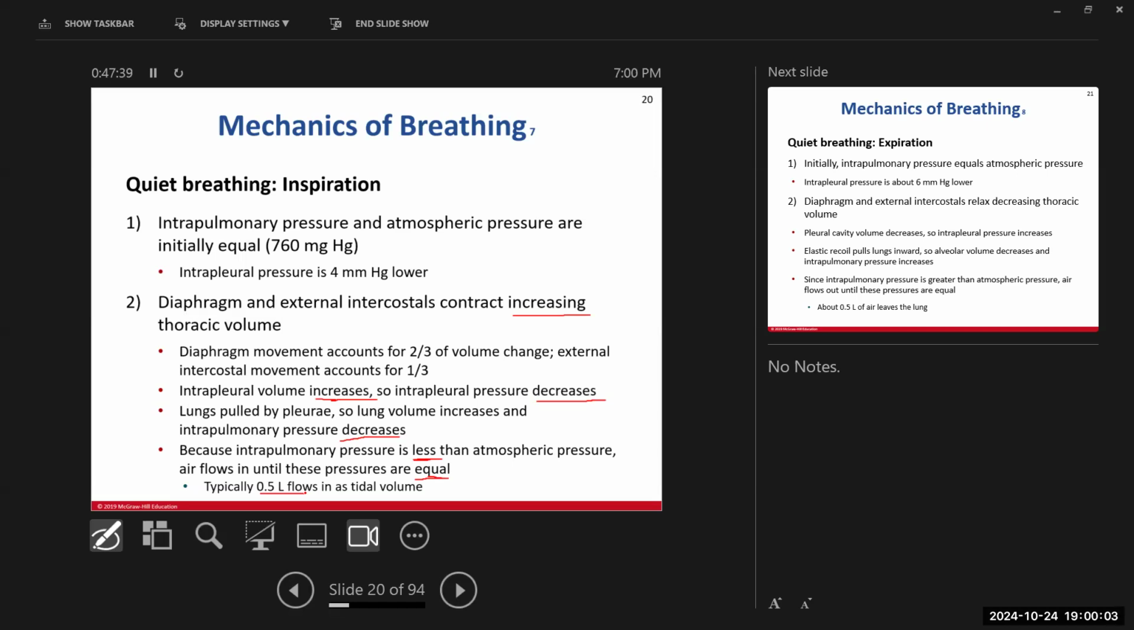So tidal volume is the amount of air that is going to move out of you and into you when you take a breath. Not at the same time, though. What I mean is when you inhale, you're going to take in 500 milliliters. When you exhale, you're going to exhale 500 milliliters.